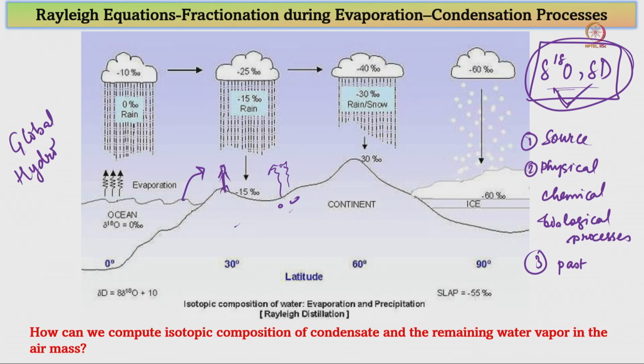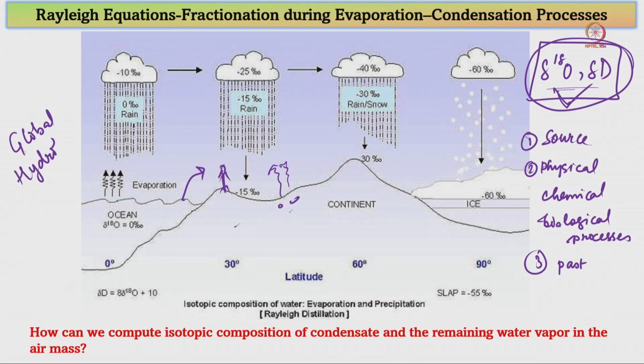And when it is raining, we are always in a process, we are not at the start or at the end, we are somewhere in between. So, we have to quantify what the isotope composition of this condensate is, and whether we can go back to the initial water vapor, or find out what the remaining water vapor composition is. That kind of computation we can also do from this water isotope data.